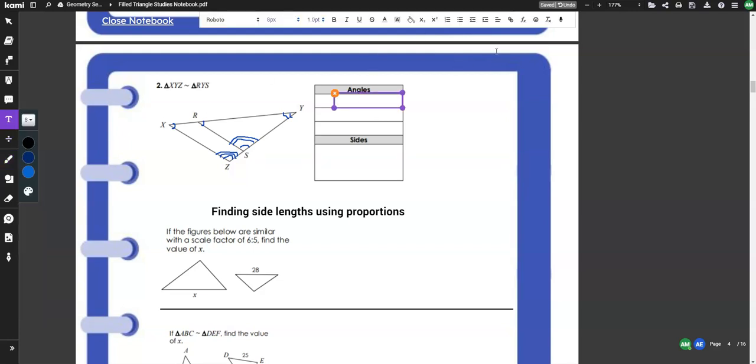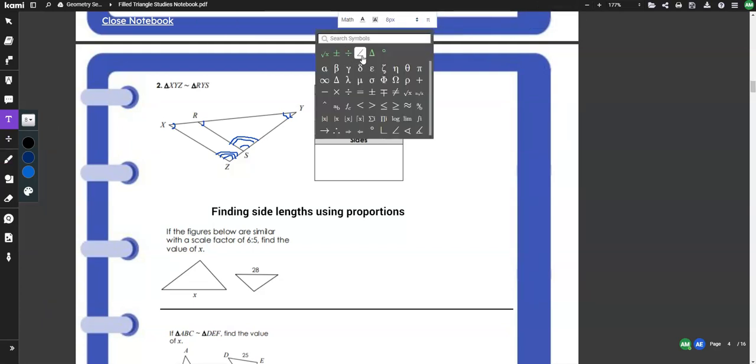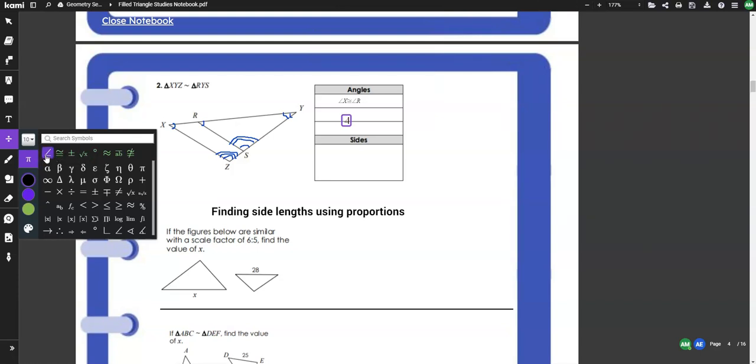So our congruent angles, our angle X is congruent to angle R. Angle Y is congruent to itself. That's our reflexive property. Never forget. So angle Y is congruent to angle Y because things are always congruent to themselves. And then angle Z is congruent to angle S.